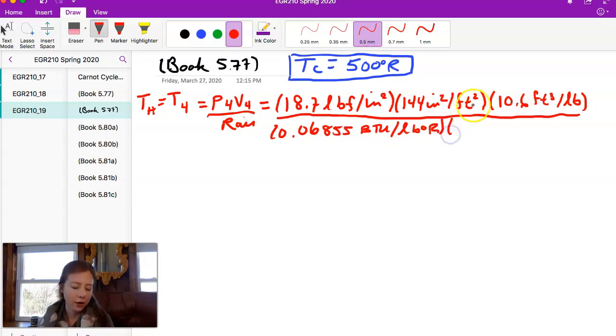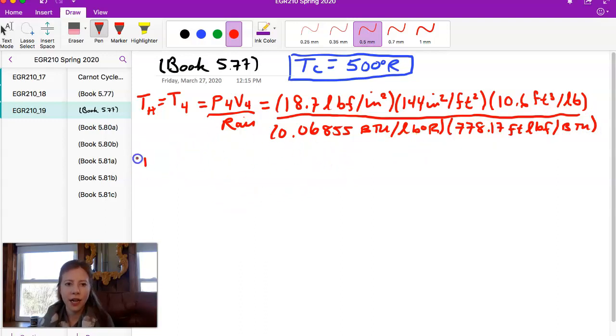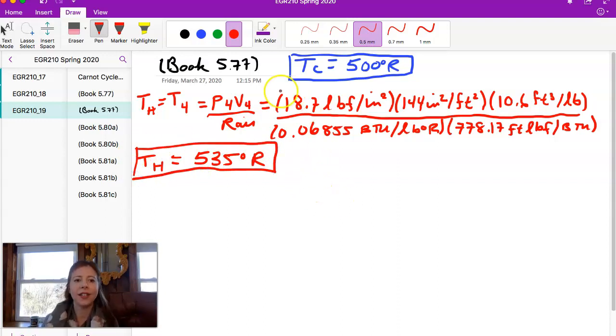And our conversion factor, which is going to be 778.17 feet times pound forces per BTU. So here we end up with TH is equal to 535 degrees Rankine. All right, now we have our final step, and that is to determine the efficiency of our heat pump cycle.